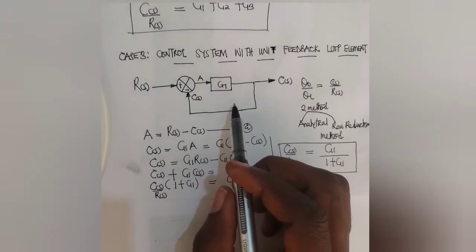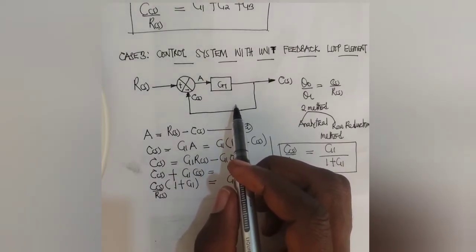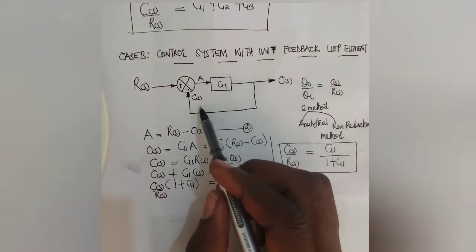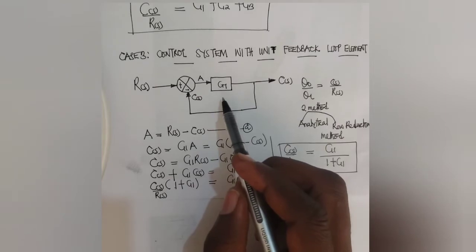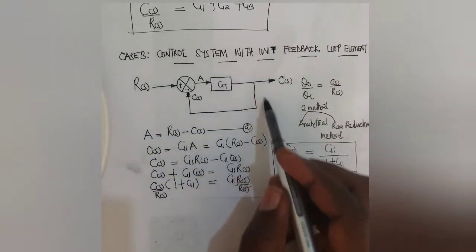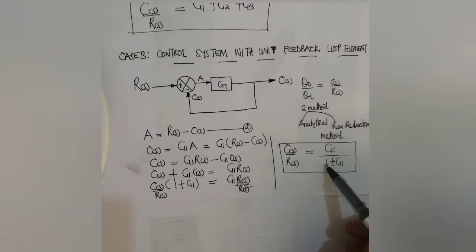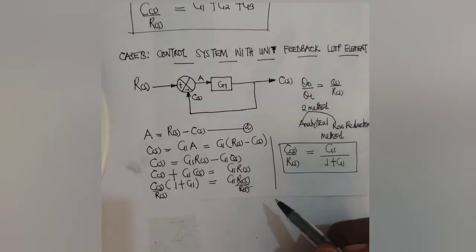Please take note, this is one of the simple systems that we can have, a control system with unit feedback loop elements. Whenever you are solving a complex block diagram and you happen to come across something like this, you can automatically reduce it and just input this inside the block diagram. That method is what we call the row reduction method. So we are going to be discussing it later. So let's look at other cases of block diagram and transfer function that we have.